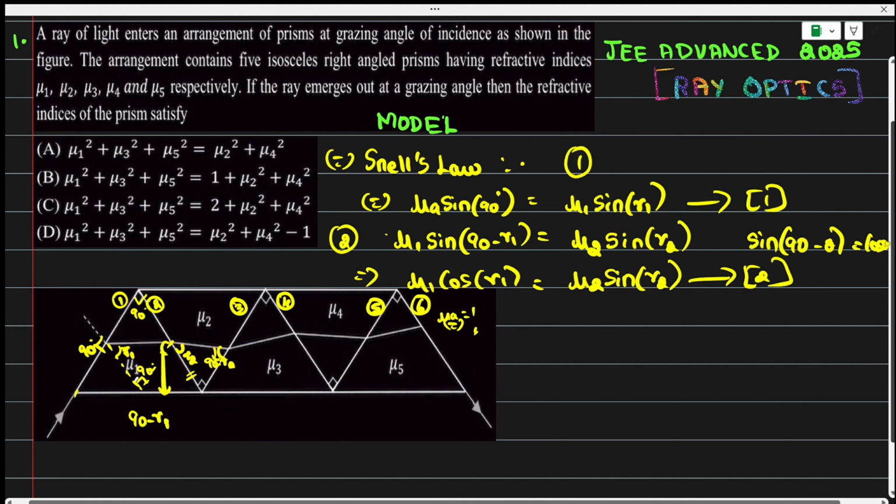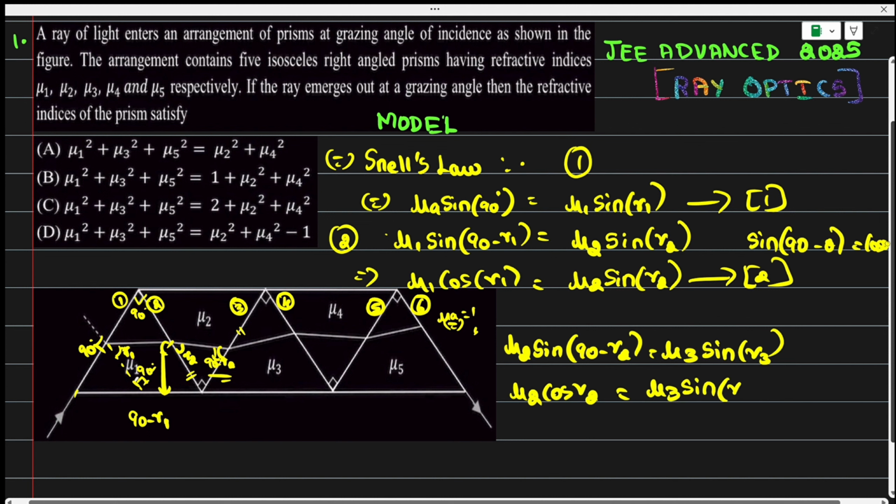Now let's apply Snell's law for planar surface 3. What is the incident angle for this planar surface? Mu2 into sine of 90 minus r2 equals mu3 into sine of r3. So mu2 into cos r2 equals mu3 into sine r3. Let's take this as equation 3. Now you will notice the repeating pattern of these equations.